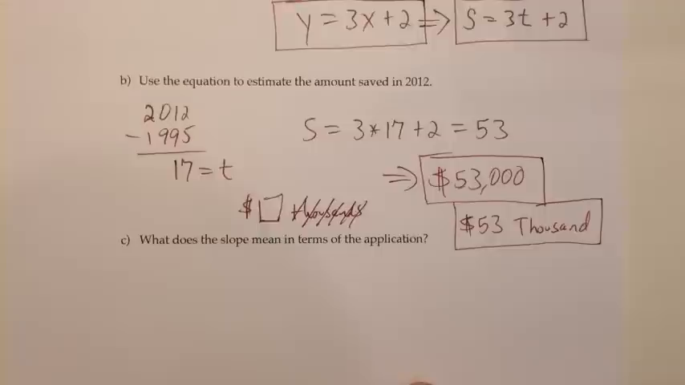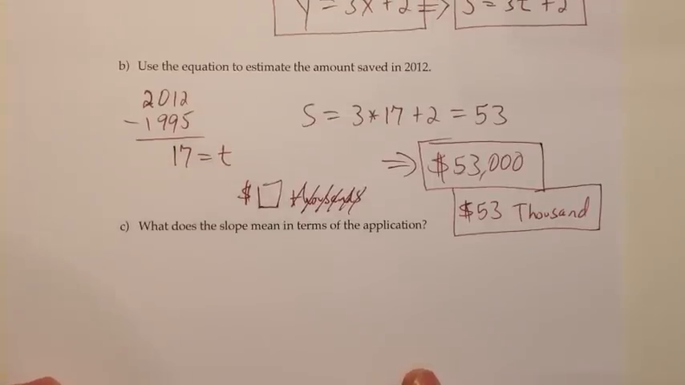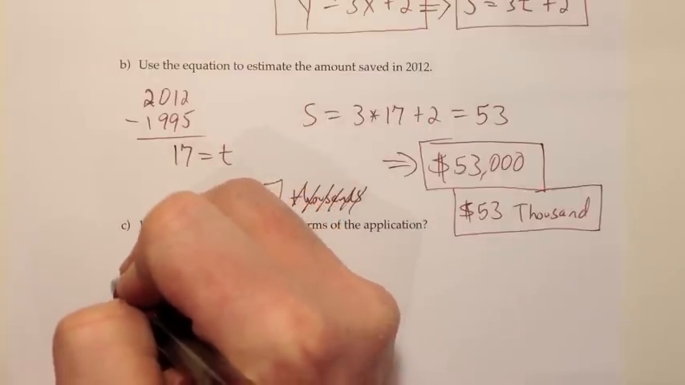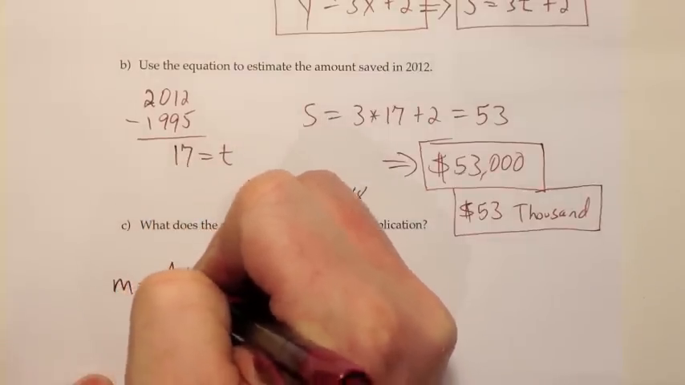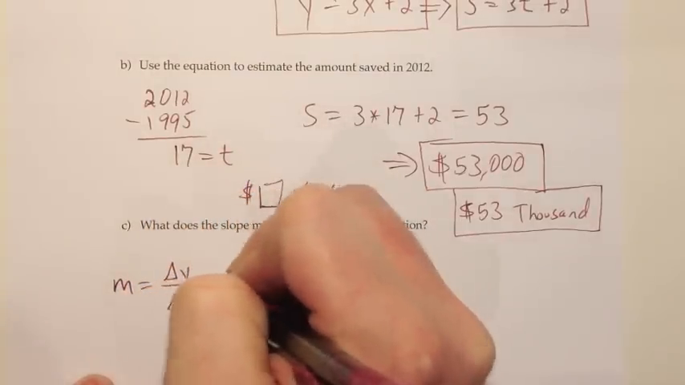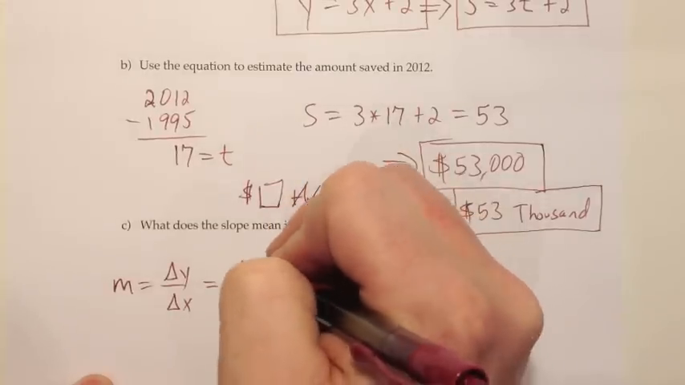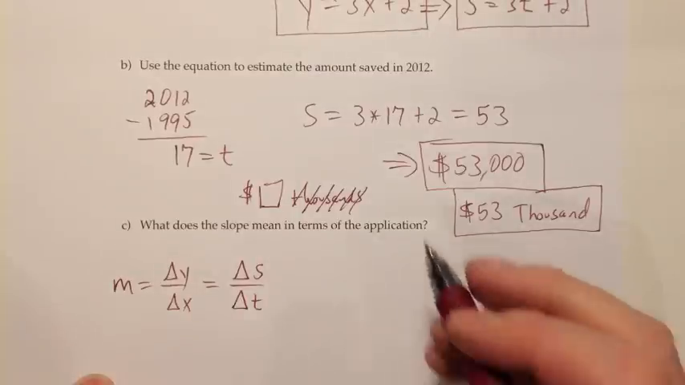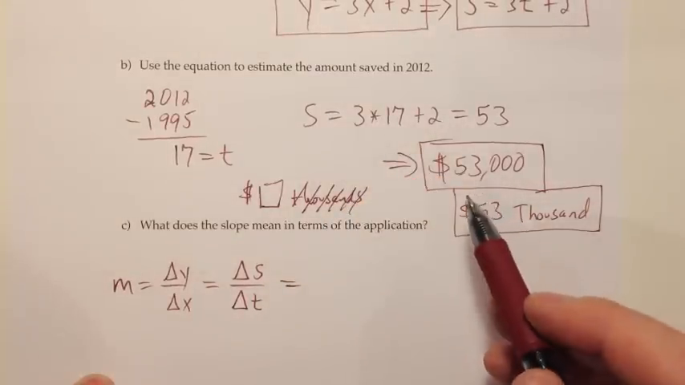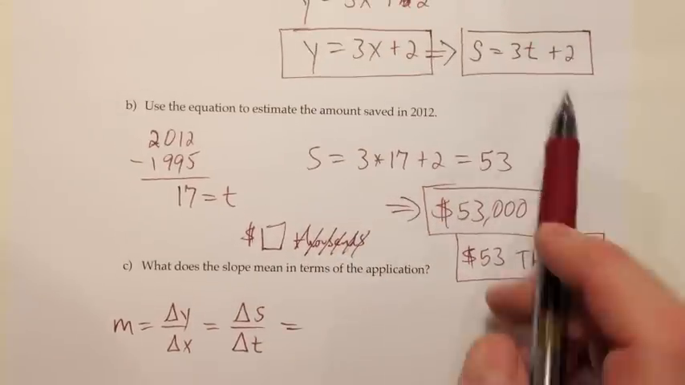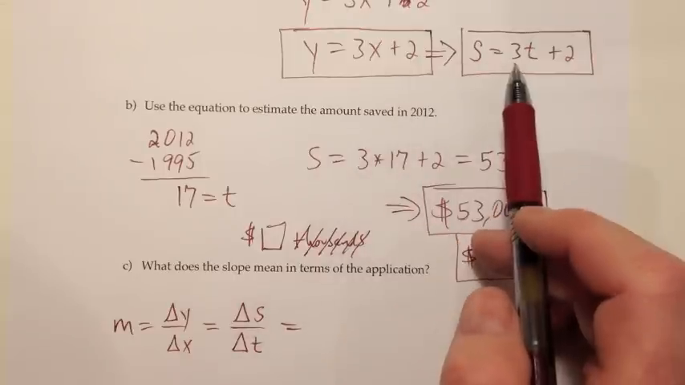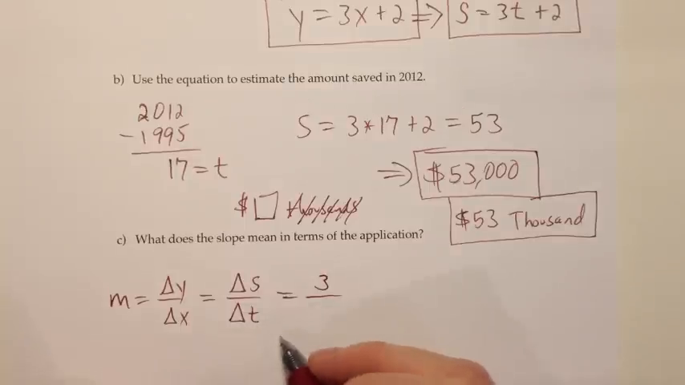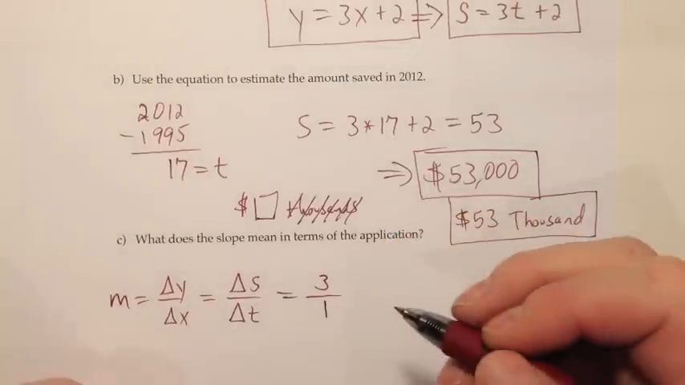Okay, moving on to part C. They want to know, what does the slope mean in terms of the application? So the slope, I would normally say, is change in y over change in x. In this case, our output is not y, but s, and our input is not x, but t, and our slope was the coefficient of x in my equation, or the coefficient of t, either way you want to think about it, and that was a 3. And I always want to think of slope as a fraction when I'm interpreting it, so if it's a whole number, I'm going to put it over 1.